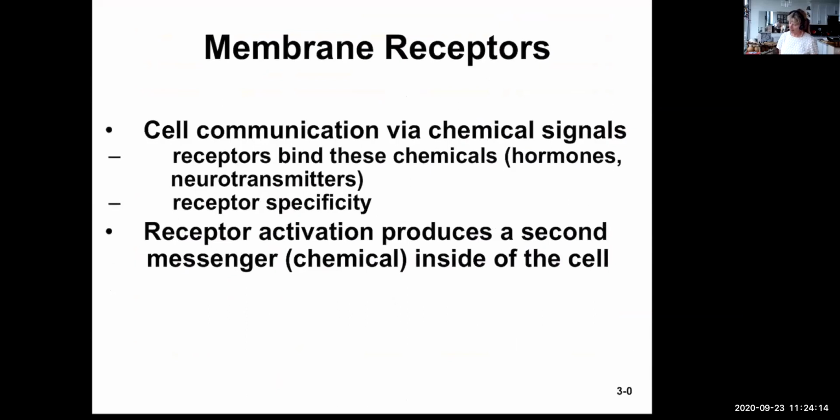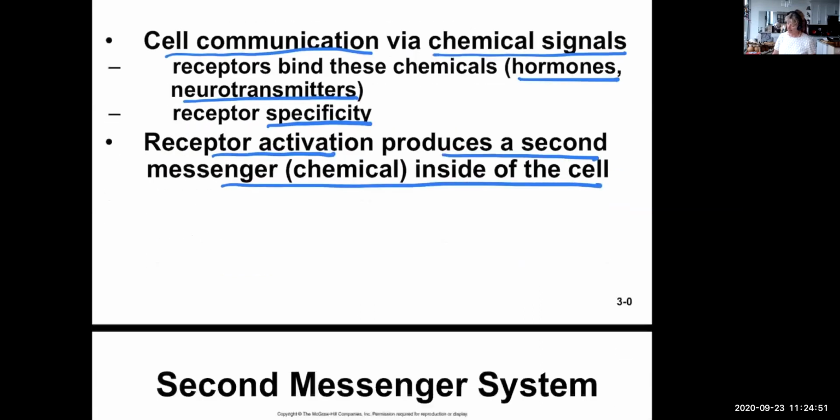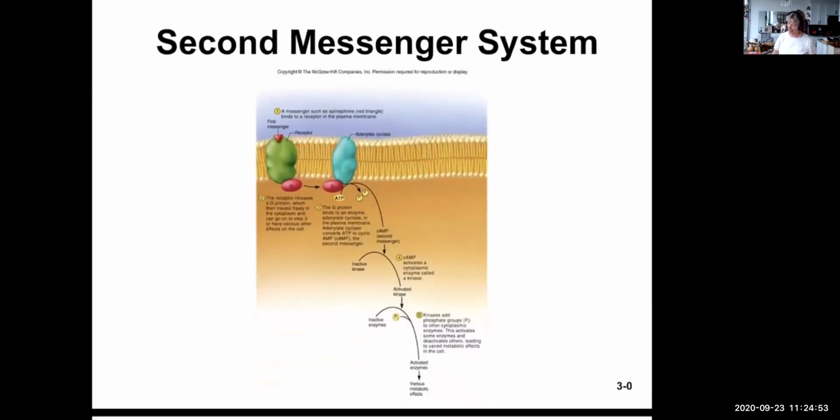So a receptor is a cell communicator. Chemical signals arise from the body, largely part of the endocrine system. Some of them are hormones. Some of those signals are neurotransmitters. And what's very important about receptors is that they're specific. That's called receptor specificity. So they don't respond to just any signal, they respond to a specific signal. Sometimes receptor activation produces a second messenger, a chemical inside of the cell. That's called a second messenger system.